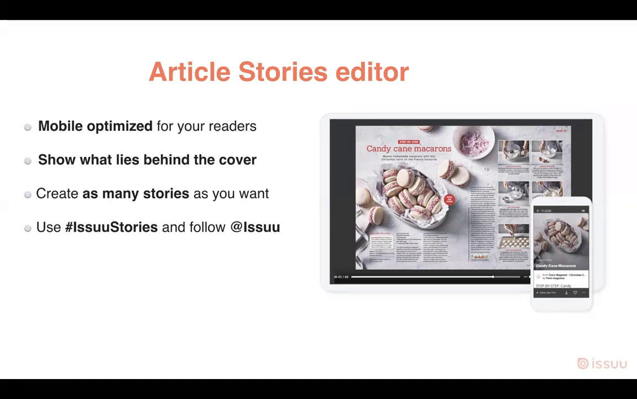If you've never seen an Issuu article story, the image on this slide will give you the idea. So article stories are a great tool to highlight what lies behind the cover page of your publication. You basically create the article stories in your article stories editor and then share the link to your social media. You can create as many as you want, and if you follow Issuu and if you use the issuustories hashtag, our editorial team can find this content and they can feature you on our channels. Just for your information, we can push the stories to Apple News, where we have more than 1.5 million reads at the moment.